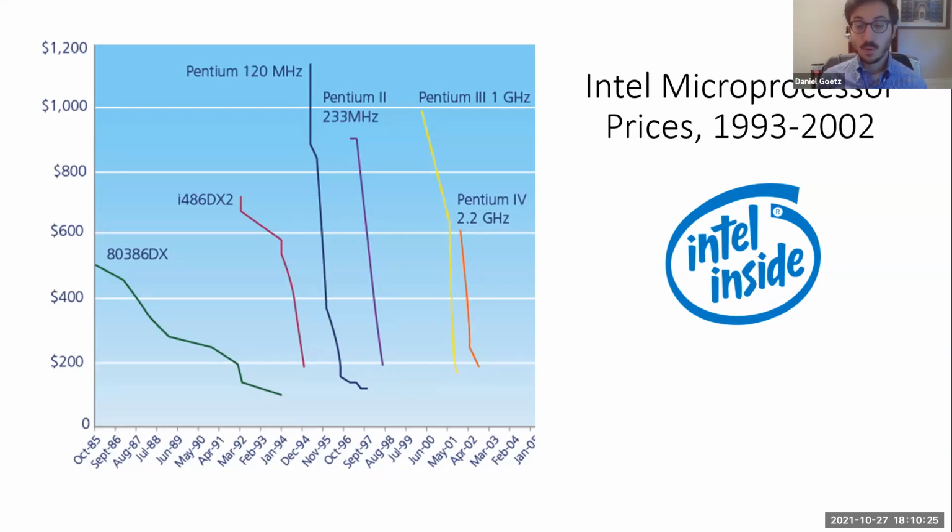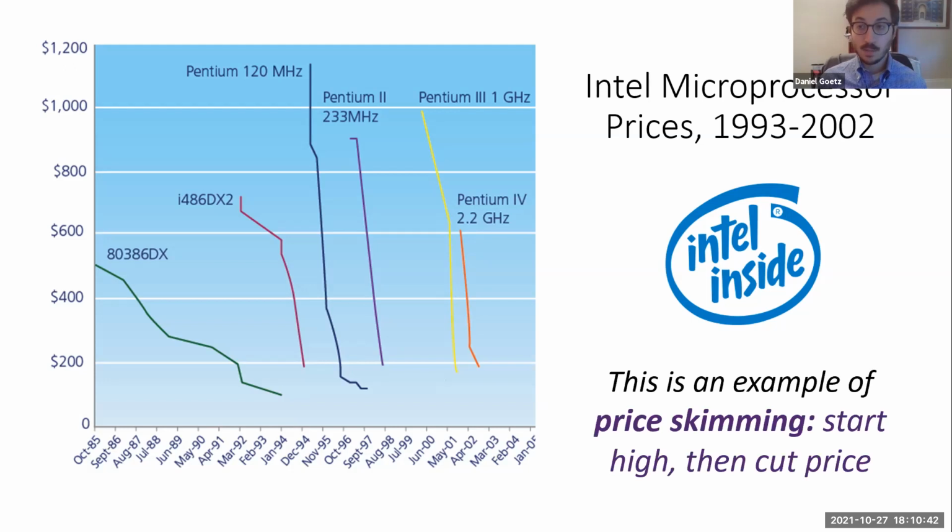So the Pentium 4, when it was introduced, is $600. And basically a year later, it's $200, right? So an incredible price drop over a very short amount of time. And this is an example of price skimming, where we start high and then we cut the price, right?